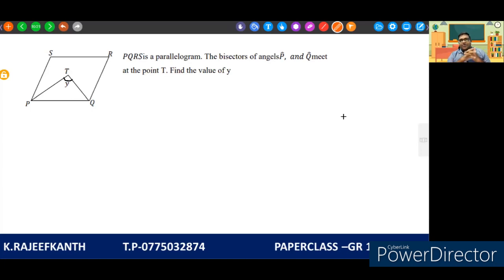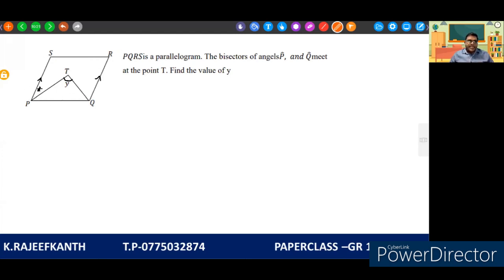PQRS is a parallelogram. The bisectors of angle A and angle P and angle Q meet at the point T. Find the value of Y. Here this is a parallelogram, then we know that opposite sides are parallel. Here they are mentioning about the angle P, that PT is the bisector of angle SPQ.